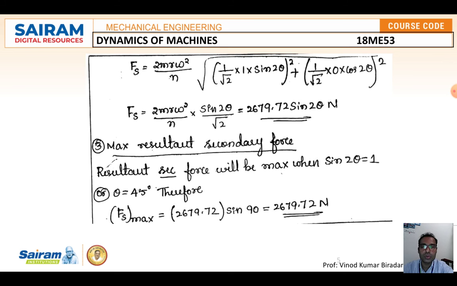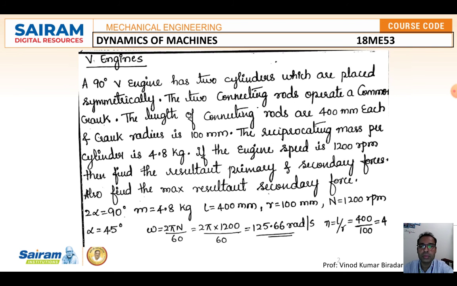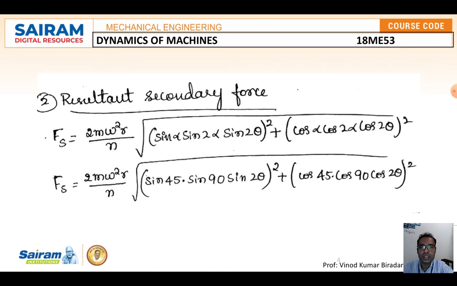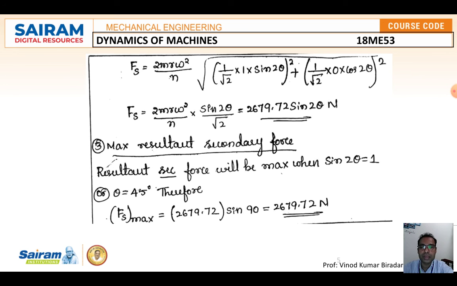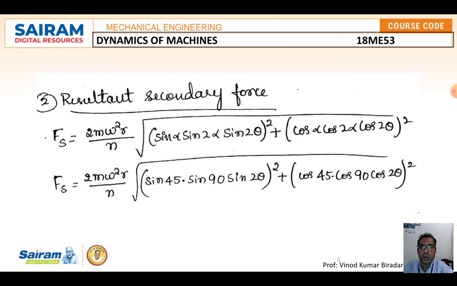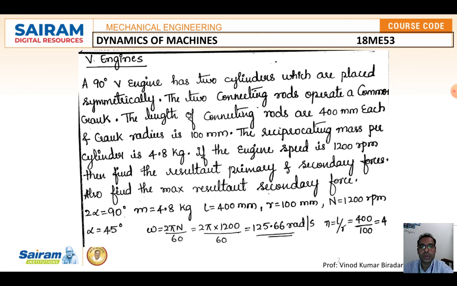Okay, so this is about the problems on V engine. Here you have to remember the three formulas, that is the primary force, secondary force, and the maximum force. The maximum resultant force is nothing but the resultant of the secondary forces being the maximum. So this is about the V type engine problems. Very simple, the only thing is you have to remember the formulas. That is very important here. They may give you mass, radius, alpha, speed, everything in the given data; you just analyze what formula to apply, and you are going to get the answer.